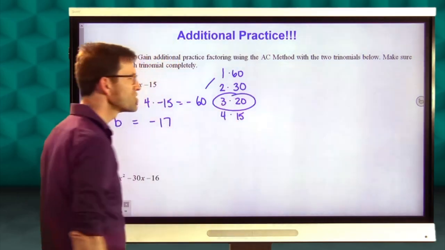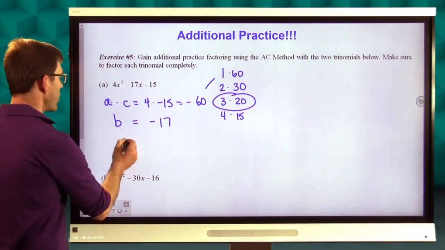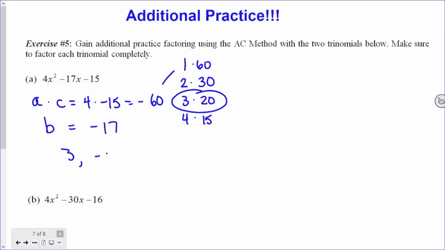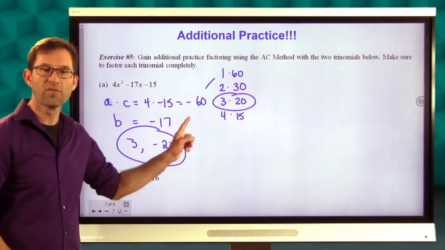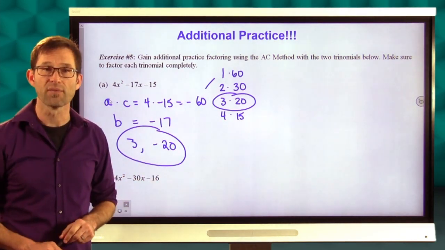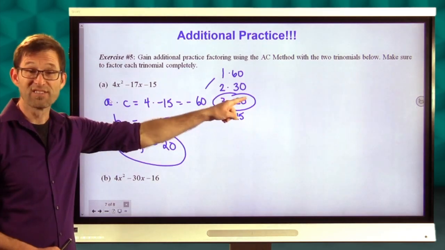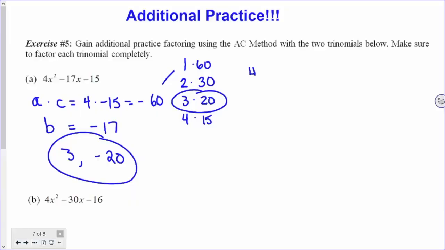This is actually sort of my winner, 3 and 20. Now it's not 3 and 20, it's actually 3 and negative 20, right? Those are my two numbers. 3 times negative 20 is negative 60, and 3 plus negative 20 is negative 17. So now let's do the factoring in this nice wide open space over here, right? So now we're going to take our 4x squared and we're going to make that negative 17x into a negative 20x and a positive 3x.